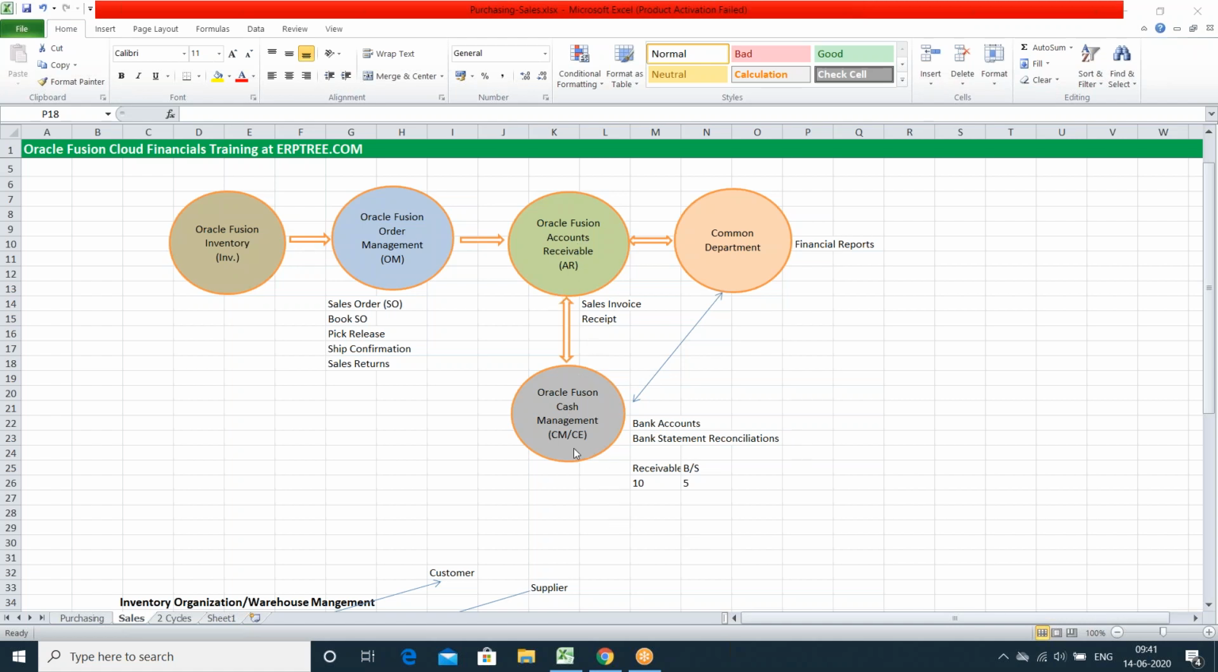So that's all about CM or CE. And to collect all the data from different departments to prepare the financial reports, we have Oracle Fusion General Ledger.